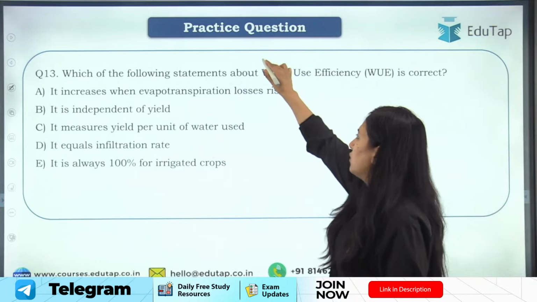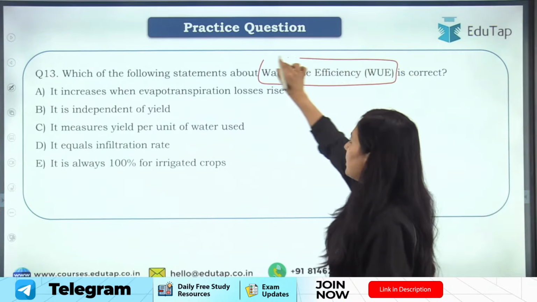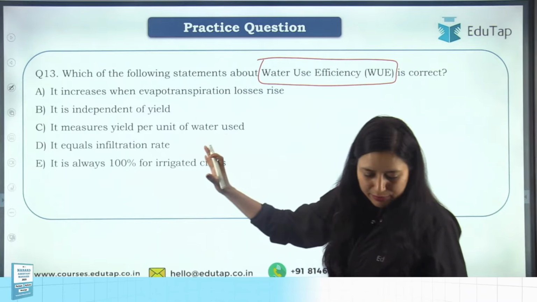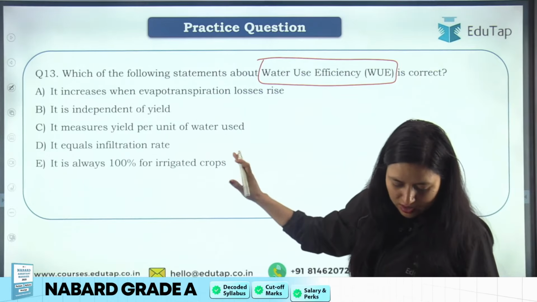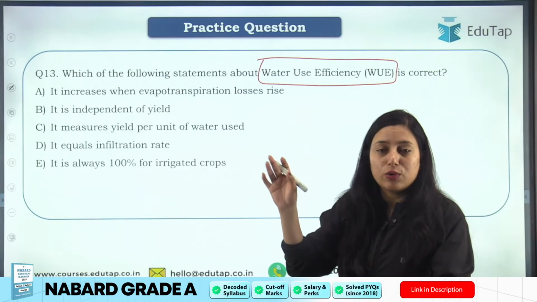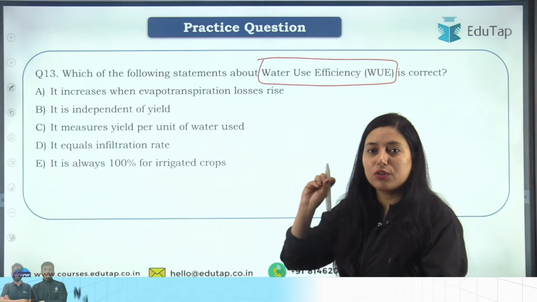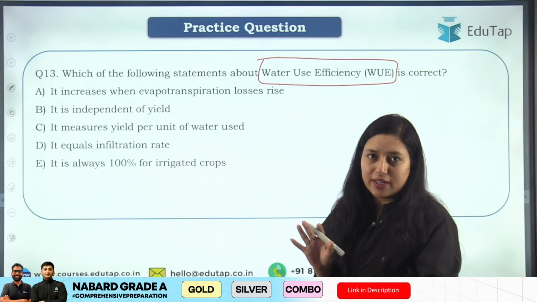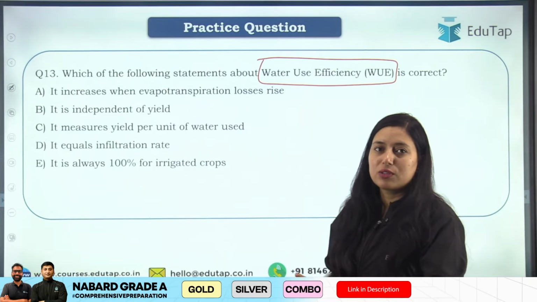I have already told you what is the meaning of water use efficiency. Now please quickly give me the answer. I have already discussed this with you in question number 2 or 3, where we discuss water use efficiency for different crops, right? तो क्या मतलब होता है वाटर यूज एफिशिएंसी का?